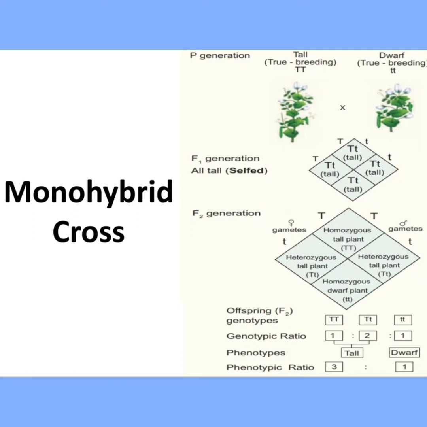capital T, the heterozygous is represented as capital T, small t, and the homozygous dwarf plant is represented by small t. So the offspring in the F2 genotypes are capital T, which is 1 in genotypic ratio, capital T, small t, the genotypic ratio is 2, and the small t, which is a dwarf plant, the ratio is 1. So 1:2:1 is obtained. So 1 is homozygous tall, 2 is heterozygous tall. So the phenotypic ratio that is obtained is 3 tall plants and 1 dwarf plant.